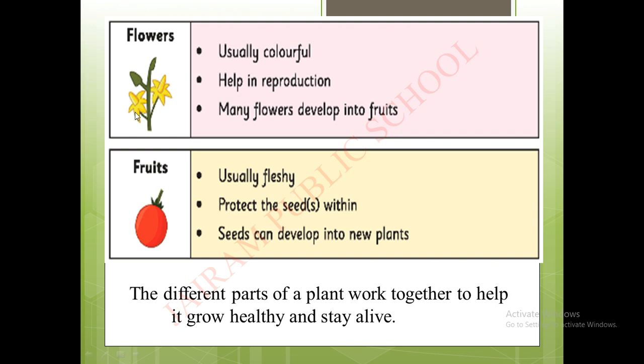Next, flowers. Flowers are usually colorful. They have a pleasant smell also. They help in reproduction. Many flowers develop into fruits. So these are the functions of the flowers. Next, fruits. Fruits are usually fleshy. They protect the seeds within them. So inside the fruit we can see the seeds. Seeds can develop into new plants. So these seeds are developing into new plants.